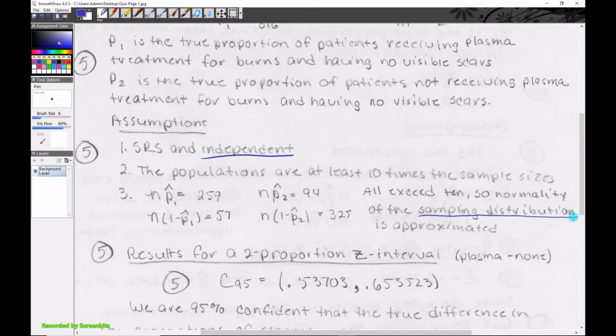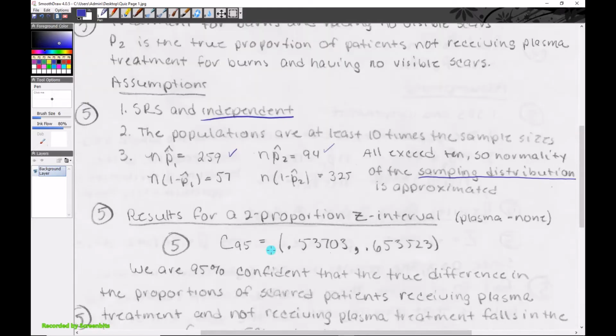Most people got that the populations were at least 10 times the sample size, although I would see that in this problem and not the second problem, or vice versa. Make sure that you're listing 4 products here so that you can confirm that they're all over 10. Don't just do this one and then leave out the other 2.